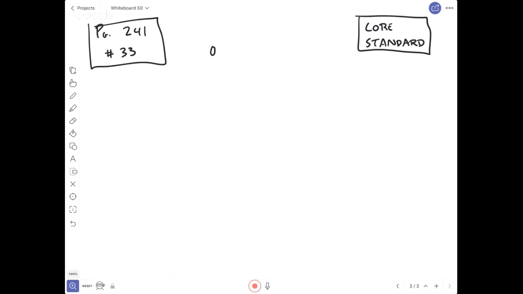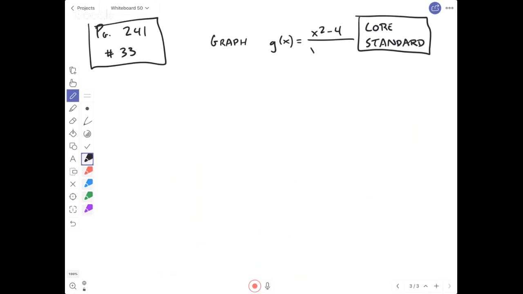Graph g of x equal to x squared minus 4 over x squared minus x minus 2. Okay. So I'm going to go ahead and factor to begin with. So I'm going to write down here that g of x could be rewritten. Factoring x squared minus 4, I get x minus 2, x plus 2. Factoring x squared minus x minus 2, I get x minus 2, x plus 1.